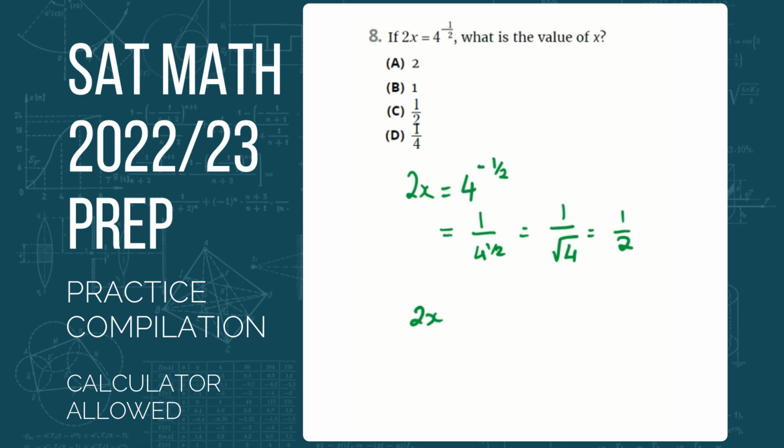So 2x is equal to half. So x will be equal to, dividing by 2, 1 over 2 will give me 1 over 4. The value of x is D, 1 over 4.